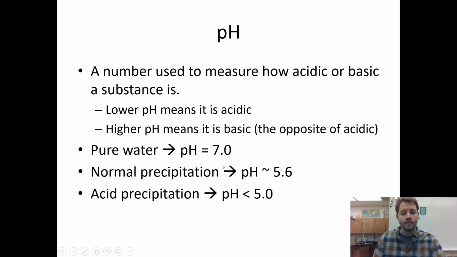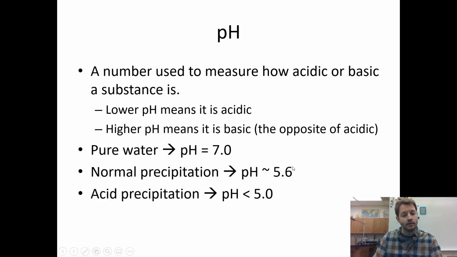For the pH scale, every unit of pH is a factor of 10. And so since the lower pHs are acidic and the higher pHs are basic or alkaline, we could say that if we know that pure water has a pH of 7.0, if you had a pH of 6, then that would be 10 times more acidic than pure water. If you have a pH of 5, it'd be 10 times 10, or 100 times more acidic. A pH of 4 would be 1,000 times more acidic, and so on and so forth.